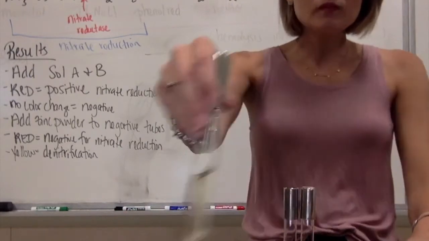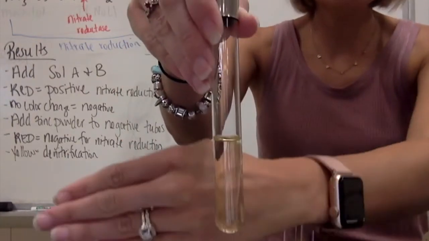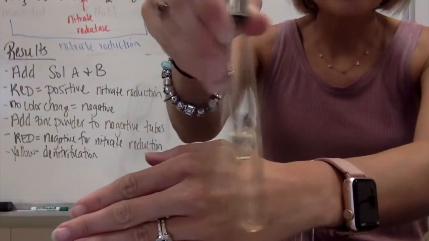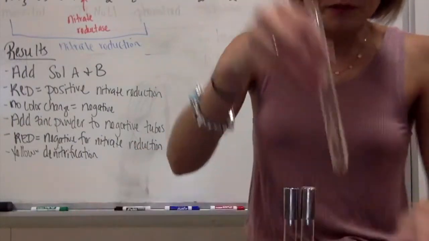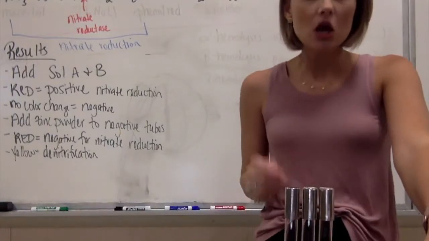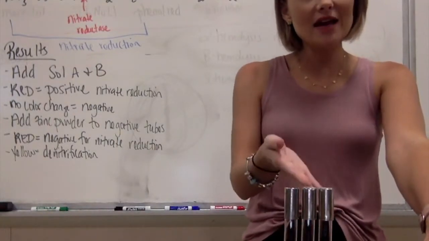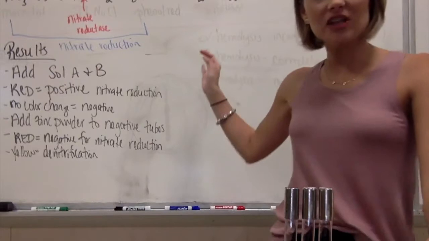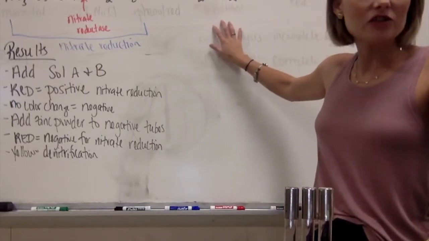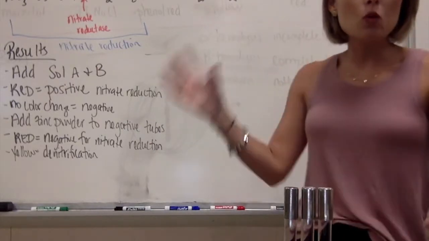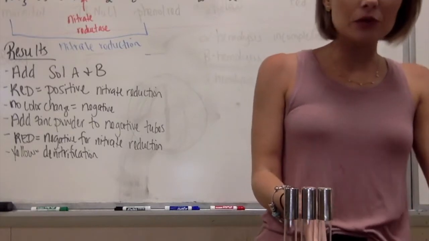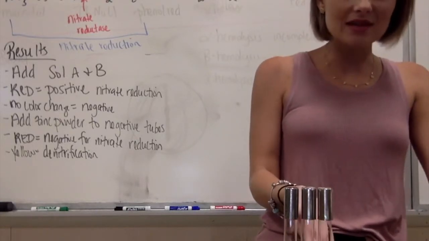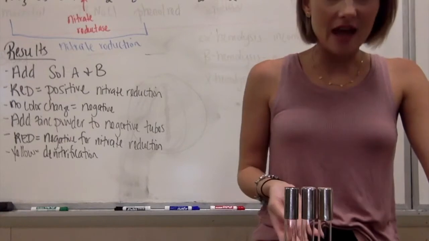Now, you'll notice that there is something else in the tube. That's that Durham tube. And if you remember from the carbohydrate test, the Durham tube is there to catch gas. Remember what I said for denitrification. You could potentially get that nitrogen gas that's produced. So we want to see if there's any gas that's being produced in the tube. To do that, you add the Durham tube to be able to catch the gas.